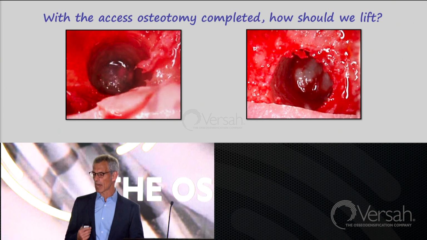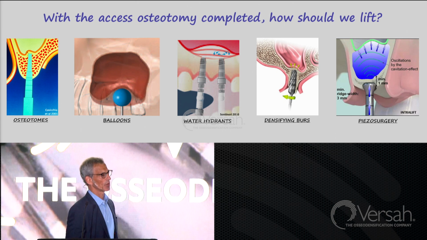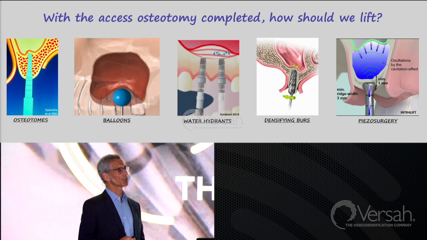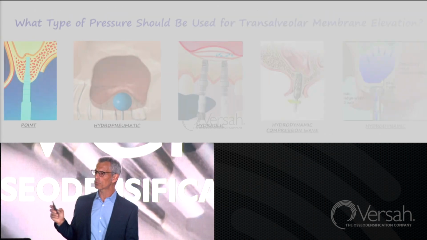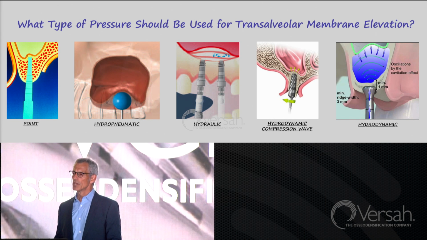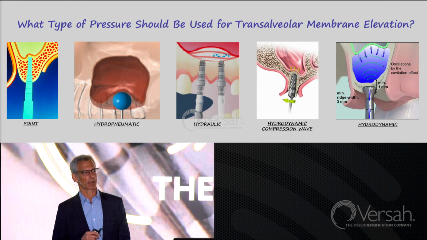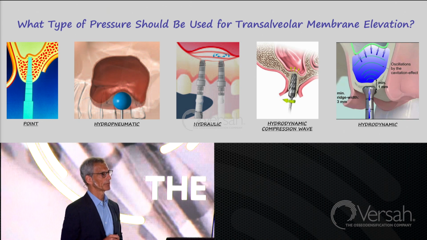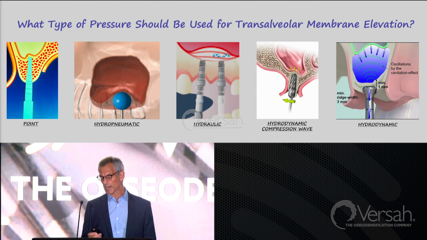So with access, osteotomy completed, how will you lift? Are you going to use osteotomes, a balloon, hydrants, Arbors, or piezosurgical tips? I'm going to phrase that question a little bit differently. What type of pressure should you use to elevate the membrane with a transalveolar approach? Should it be a point pressure with an osteotome, hydrodynamic pressure with a balloon, hydraulic pressure with water hydrants, hydrodynamic compression wave with an Arbor, or hydrodynamic pressure with a piezosurgical tip? Let's analyze these.